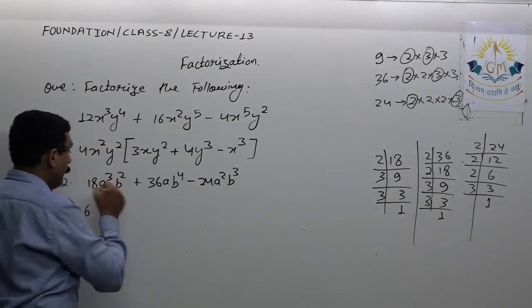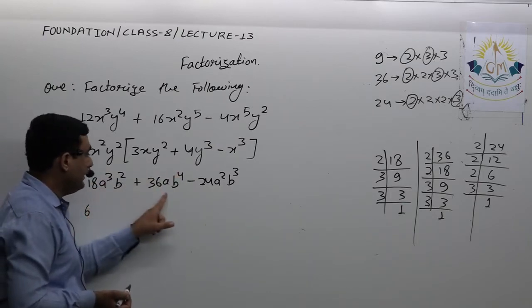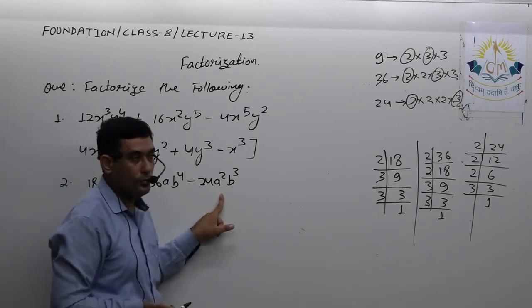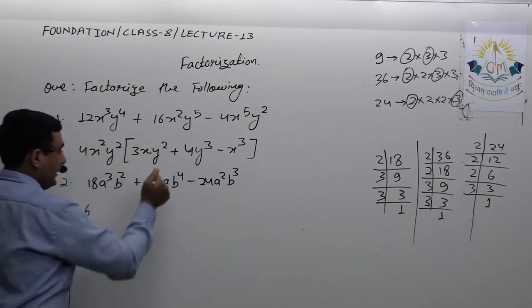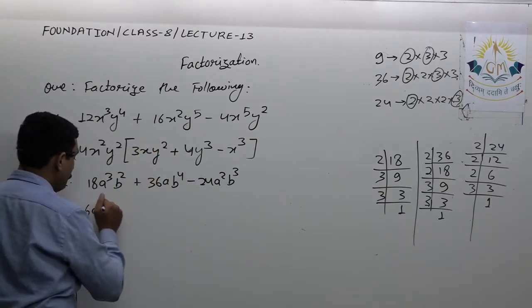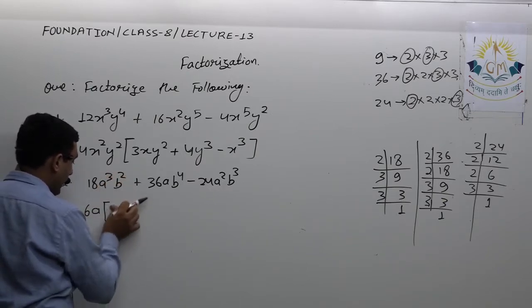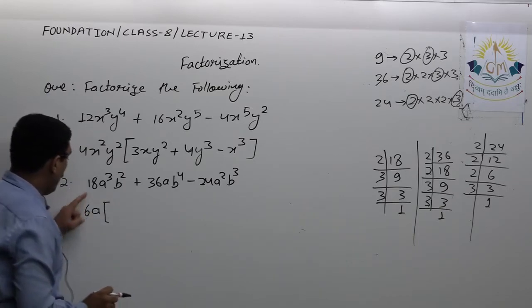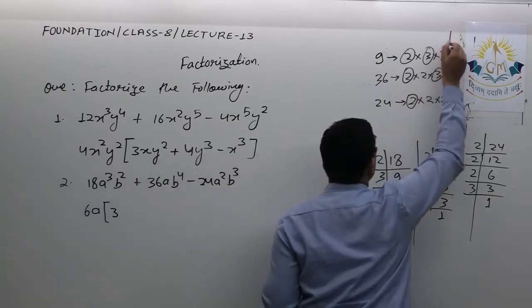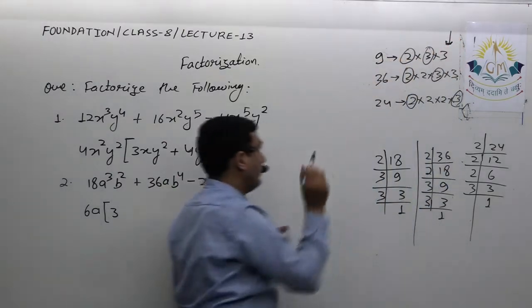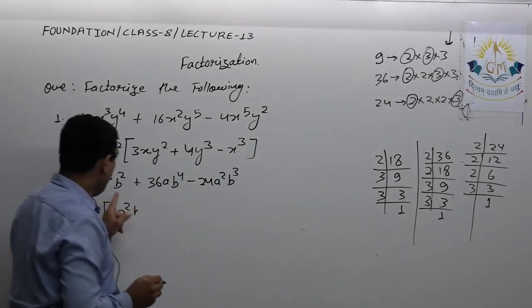Now let us see about the alphabets or the variables. Here it is a raised to 3, here it is a, here it is a raised to 2. So in other words, we have to go with the minimum power of the alphabet, that is a. Now out of 3 a's, 1 a is taken out, so a square will be left. Also I took 6 common, so 3 will be left. You can also see over here, only 3 is left because 6 is taken common. So 3 a square.